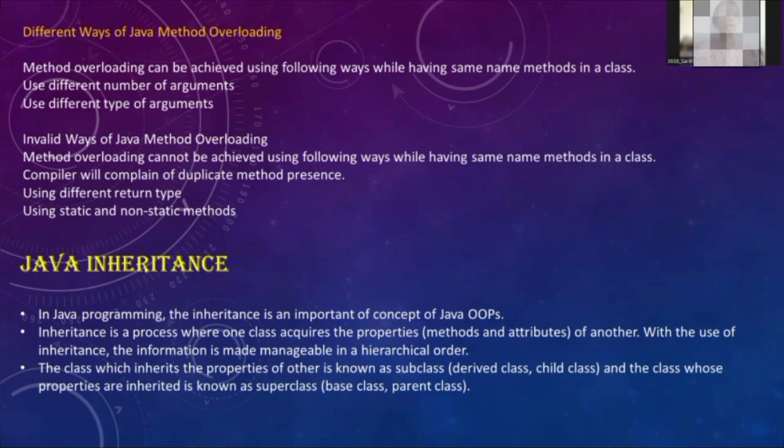The next topic is Java inheritance. In Java programming, inheritance is an important concept of object-oriented programming. Inheritance is a process where one class acquires the properties, that is the methods and attributes, of another. With the use of inheritance, the information is made manageable in hierarchical order. The class which inherits the properties of another is known as a subclass, that is the derived class or child class, and the class whose properties are inherited is known as a superclass, that is the base class or parent class.